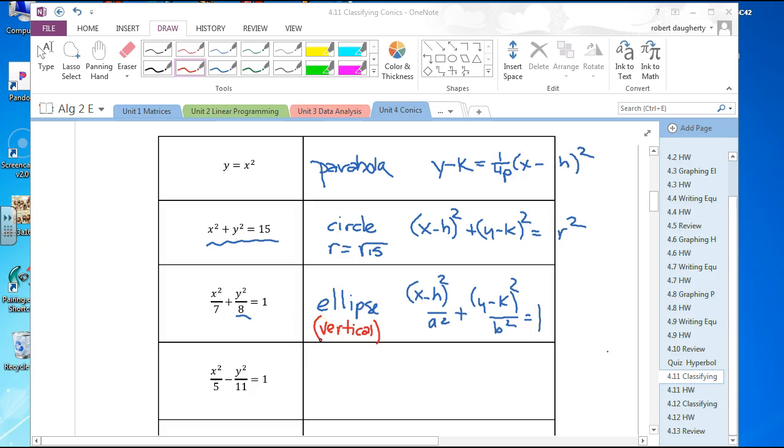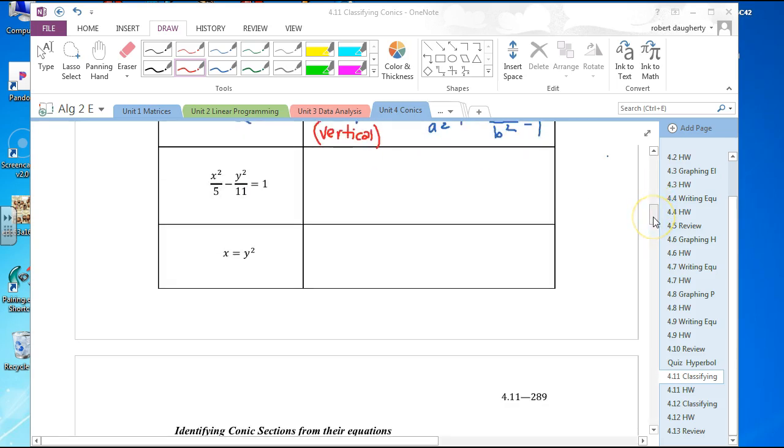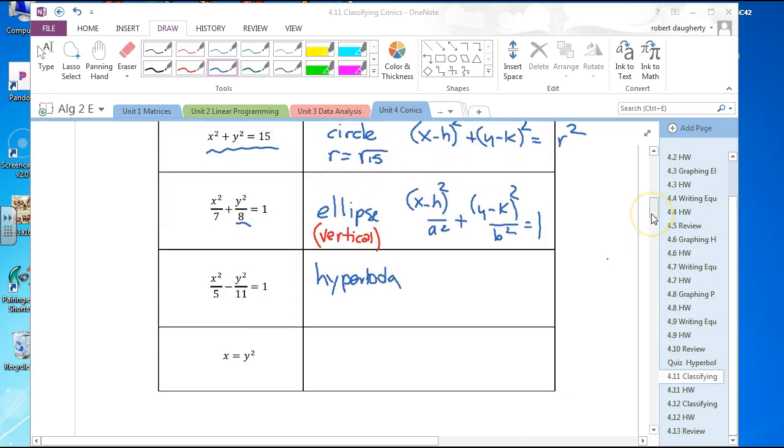Yeah, you've been saying hyperbola for all of these, so you're going to be right. I knew that one of the 4 times. You'll be right. This is hyperbola. And when you look at it, how do you know? What's the clue that it's a hyperbola versus all the others? What do you see? Yeah, you see one of the terms positive, one of the terms negative.